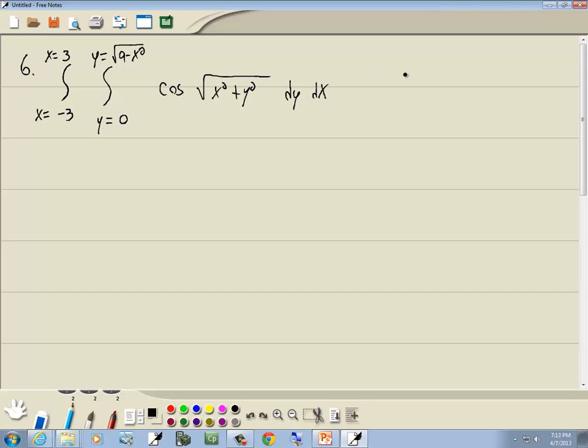Well, we want to change it to polar. Negative 3 to 3. Well, here's negative 3. And here's 3. That's my x values. And this is, again, a half circle of radius 3. So this is what we're working with.